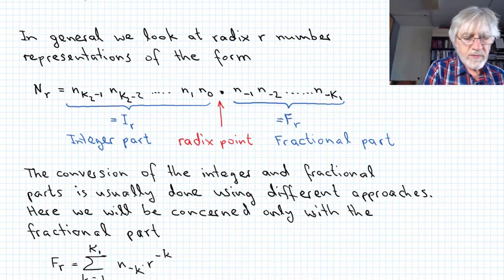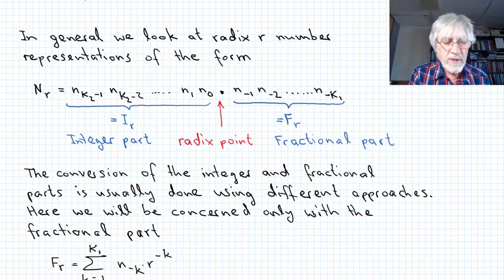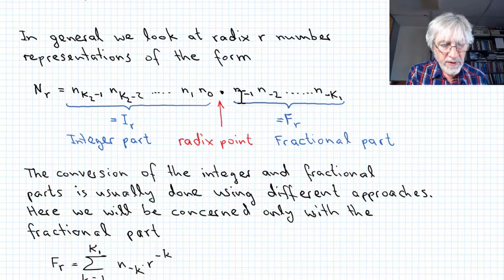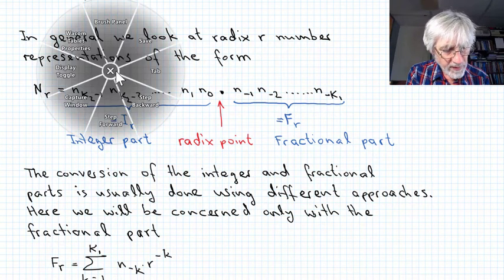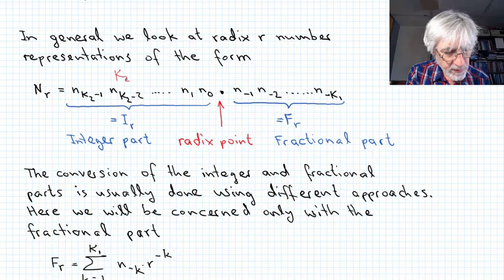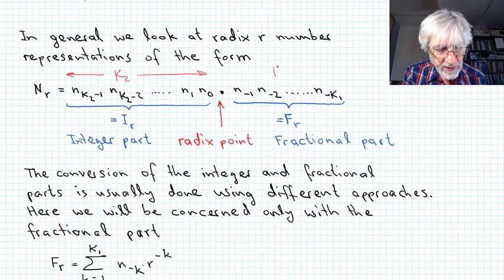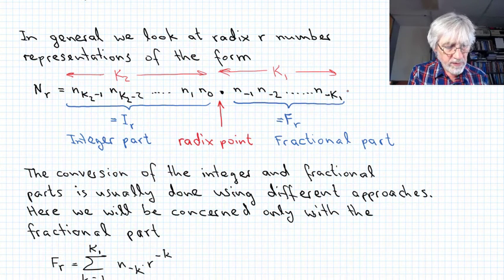In general, we look at radix R number representations of the following form: capital N sub R, which we have been using to denote such numbers, is equal to n sub K2 minus 1, n sub K2 minus 2, all the way down to n sub 0. And then comes the radix point, and then we have n sub minus 1, n sub minus 2, down to n sub minus K1. And what this means is that we have capital K sub 2 digits to the left of the radix point, and capital K sub 1 digits to the right of the radix point. Okay, and we call the left side the integer part and the right side the fractional part.